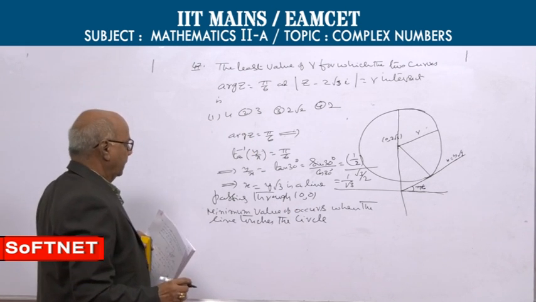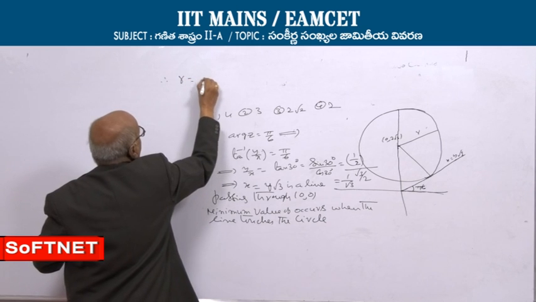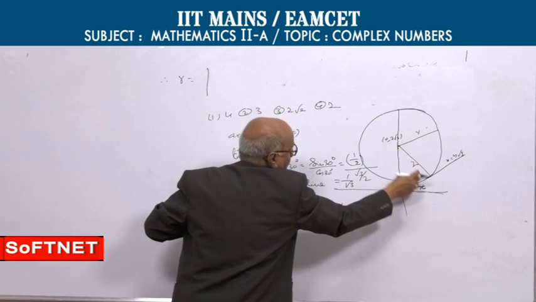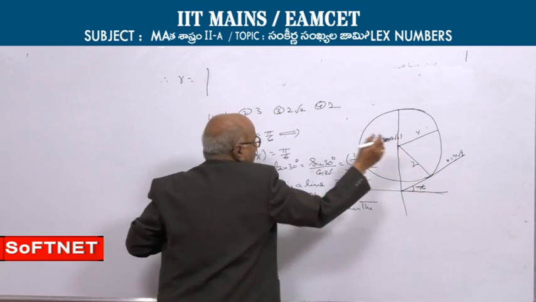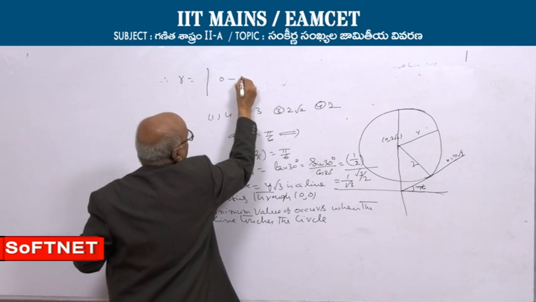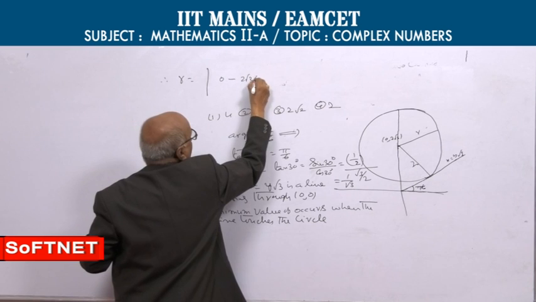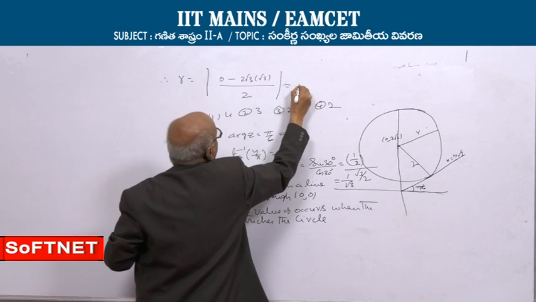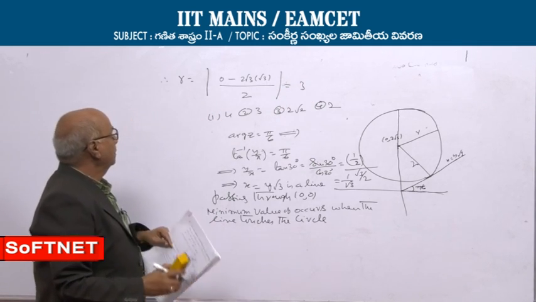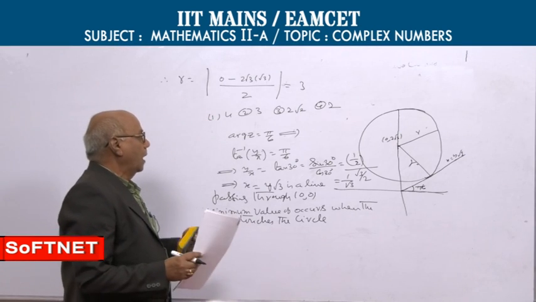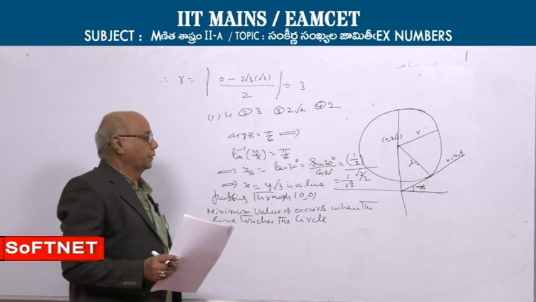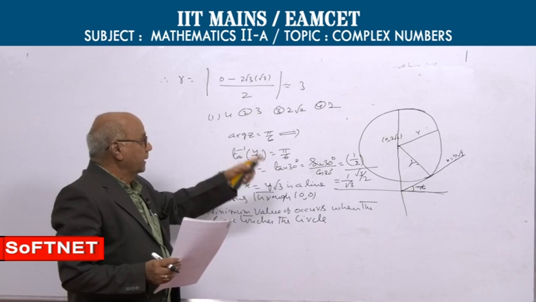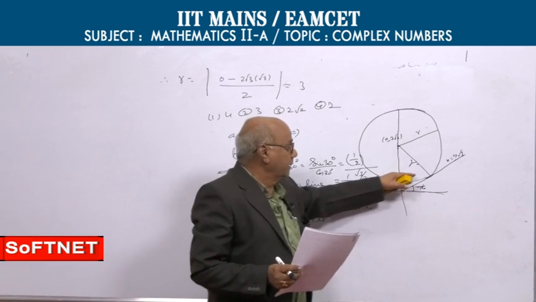is when the line touches the circle. That means therefore R is equal to the modulus of the distance from the center to the line x is equal to y root 3. So modulus of 0 minus 2 root 3 into 3 by 2, which is equal to 3 itself. So the minimum value of R must be 3. If the radius of the circle with center (0, 2 root 3) is 3, then the line touches the circle.